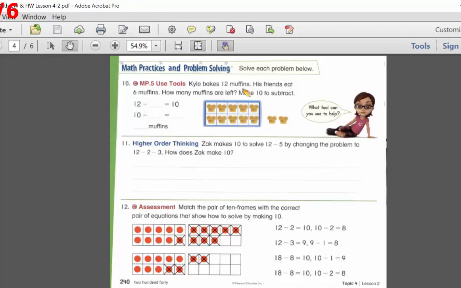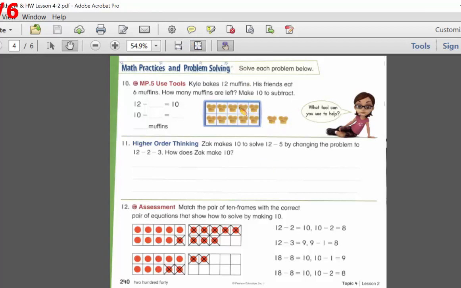Kyle bakes 12 muffins. His friends eat 6 muffins. How many muffins are left? Make 10 to subtract. Okay, we know the rule. First, how many do I have altogether?